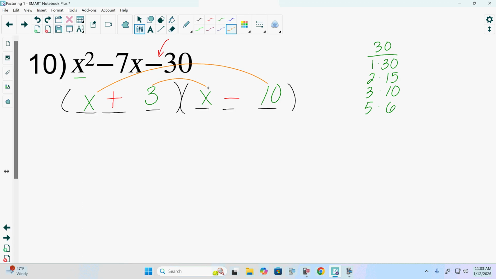Then we can check the middle term. x times negative 10. Positive x times negative 10 would be negative 10x. 3 times x, positive 3 times positive x is positive 3x. Negative 10x plus 3x, negative 10 plus 3. We can do negative 10 plus 3 in the calculator if we need. It does give us the negative 7x, and we are done.